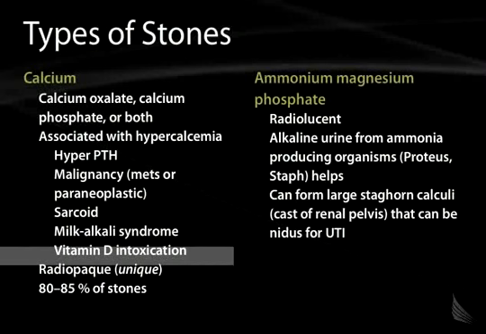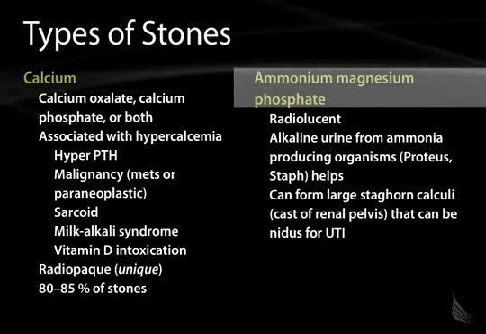The unique feature of calcium stones is that they are radiopaque, meaning if you take a KUB, an abdominal X-ray of this individual, you will actually see the stones because they show up on the X-ray. The rest of the stones that we'll talk about are radiolucent and you don't see them. So this is one way that you can distinguish between these different types of stones.